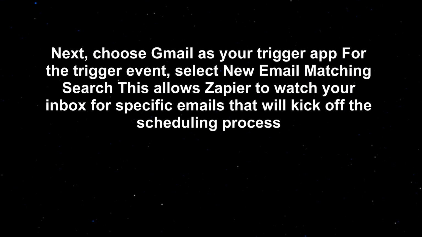First, head over to Zapier and click on Create App to start a new automation. Next, choose Gmail as your trigger app for the trigger event. Select New Email Matching Search. This allows Zapier to watch your inbox for specific emails that will kick off the scheduling process.